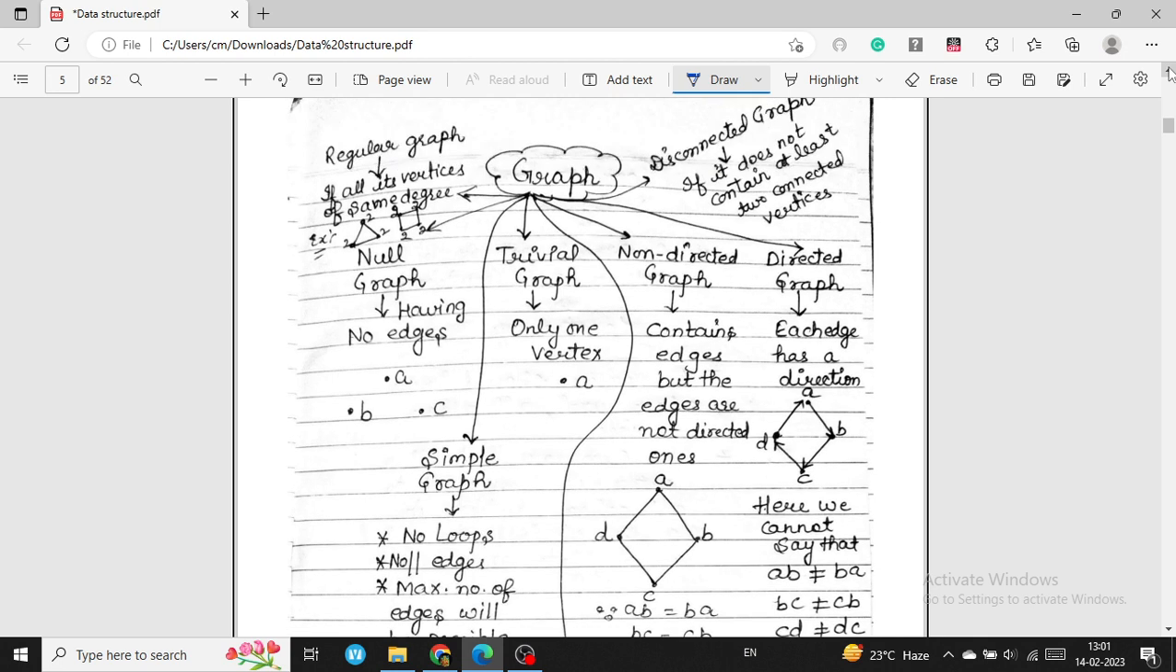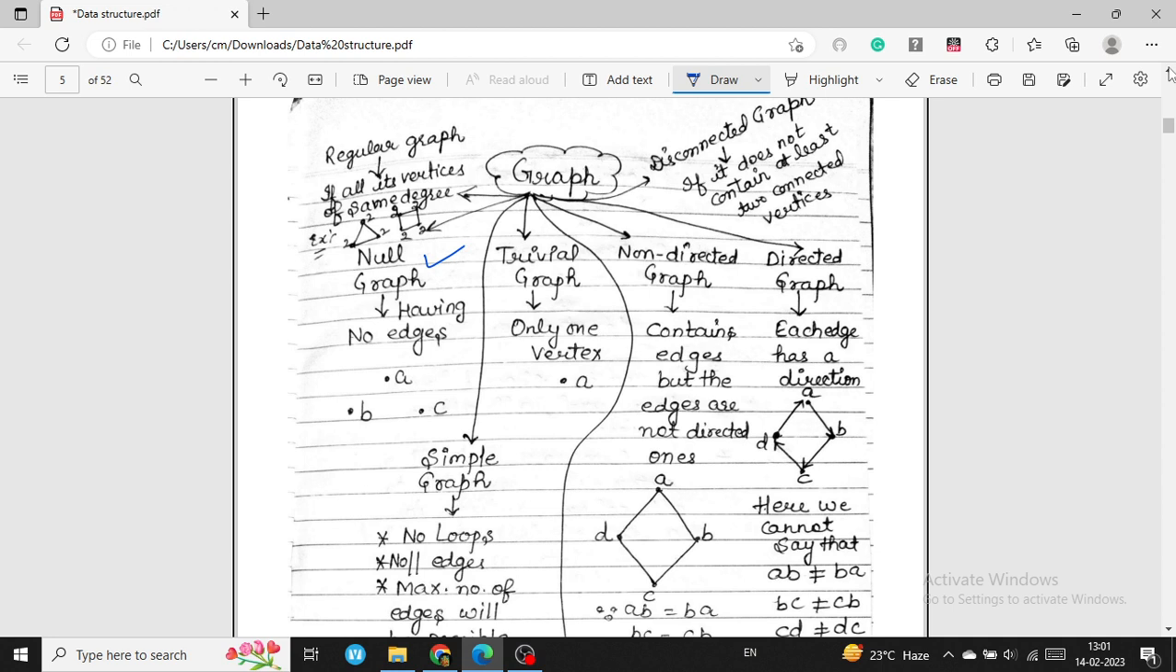I am here discussing what is a graph. There are multiple types of graphs. You can say it is a null graph, trivial graph, non-directed graph, directed graph, disconnected graph, connected graph, regular graph, planar graph, non-planar graph, Euler graph, and Hamiltonian graph. There are so many types of graphs given in discrete structure. Here I am going to discuss first the null graph.